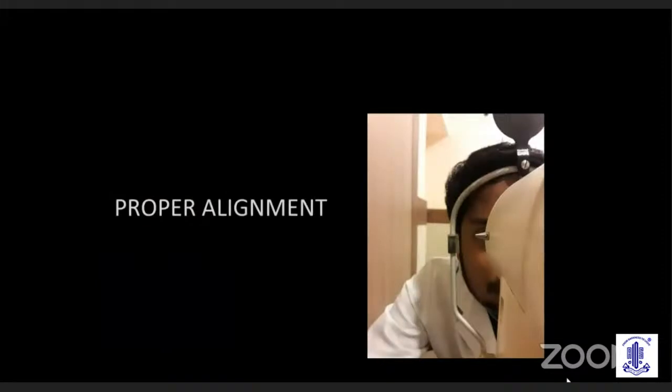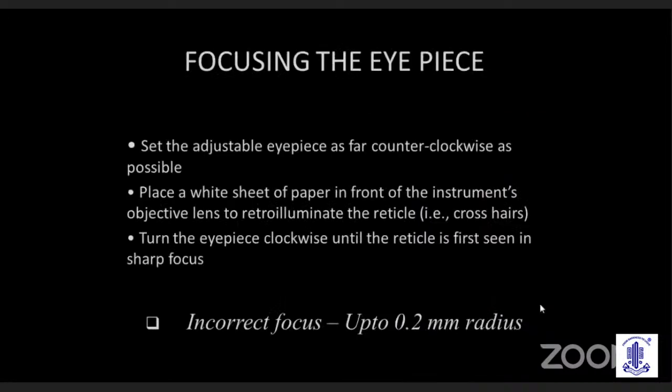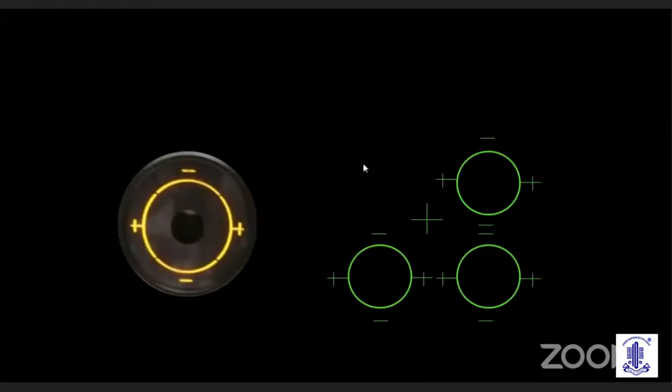To start with the measurement, the first thing is to have a very good alignment. The forehead, the chin, and the canthus marker all should be aligned properly before you even start looking into the keratometer. Next, once you start looking into the keratometer, the key here is to focus the eyepiece. An incorrect focus can lead to up to 0.2 millimeter of radius change. This is what the patient sees, and this is what we see.